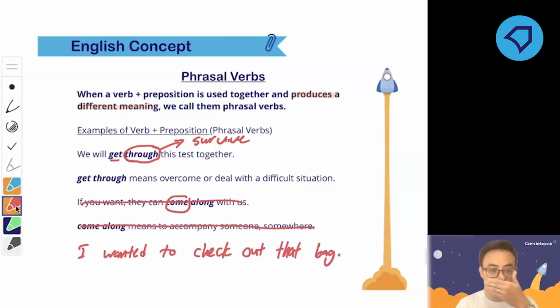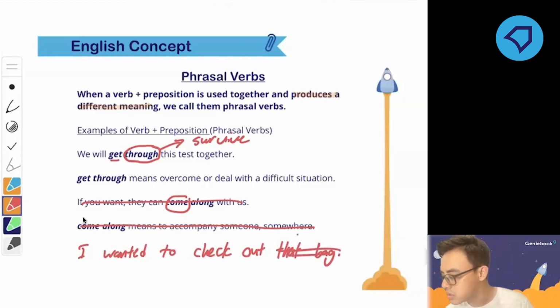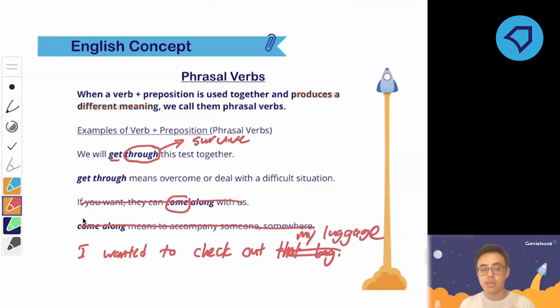Now, the word "to check," right? The word "to check" means to look through something very carefully, right? But "to check out" means to see something that you want to buy, right? I wanted to check out that bag. Or I wanted to check out my luggage. So "to check out" something has a different meaning from just the word "check."